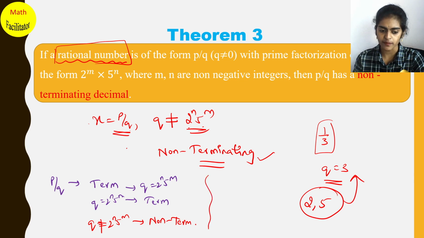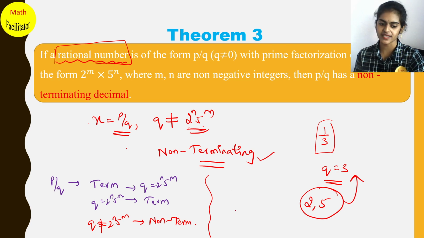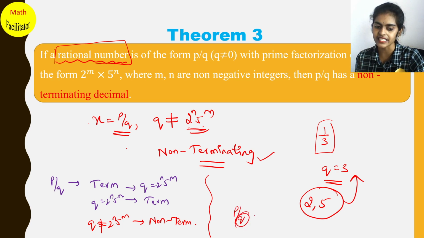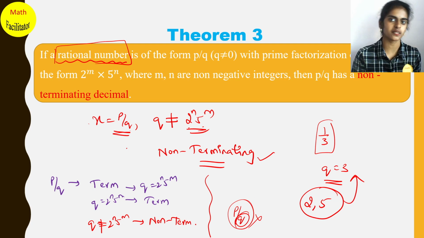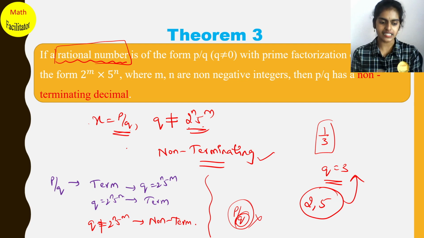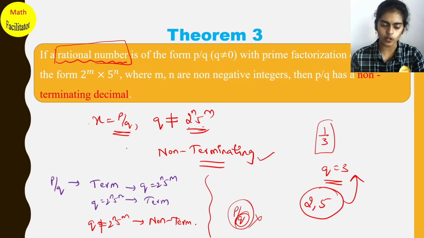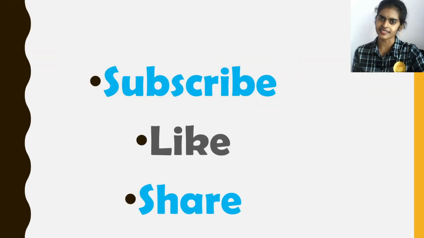Now tell me what happens to irrational numbers then? Irrational numbers cannot be expressed as p by q. You will not have any denominator, so there is no theorem for that. But you can understand that non-terminating, non-repeating decimals are nothing but irrational numbers. So I hope these three theorems are clear for you, and I hope you have liked this class.